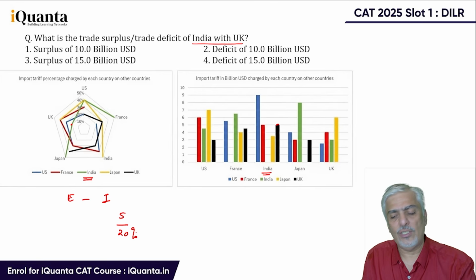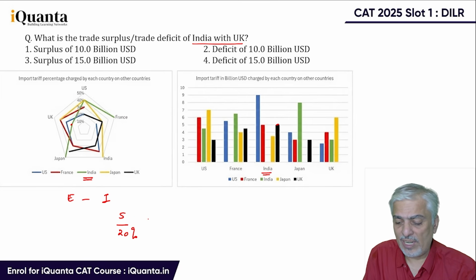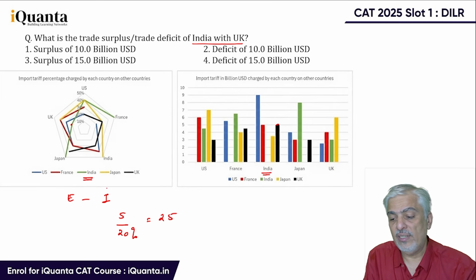Here we will need the calculations also, but I'll do it together only. No worries. We'll see that. Or if you want, you can do it. 20% is 1 by 5. So to go up, it will become 5 by 1. So this will become 25. So the import answer is 25.